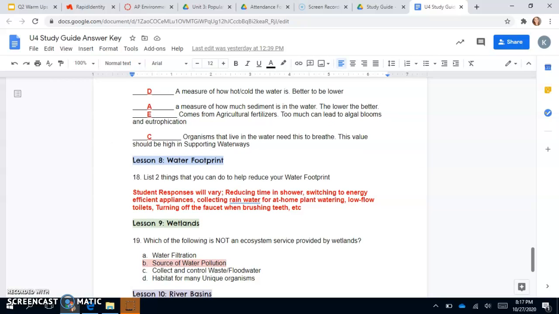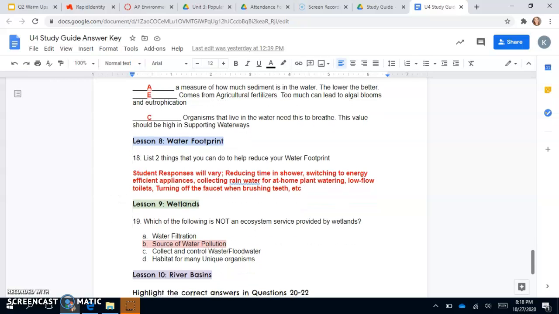The next one says a measure of how much sediment is in the water. The lower, the better. So this is going to be A, which is turbidity. Remember, turbidity is just how much sediment is there, how cloudy the water is. The cloudier the water, that would be the indication there's more sediment. This can also lead to increased temperatures because remember, the sediment can heat up in the sun, and it can lead to lower dissolved oxygen levels as well. So we want our turbidity levels to be low.